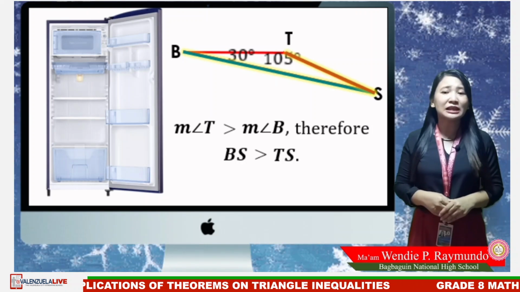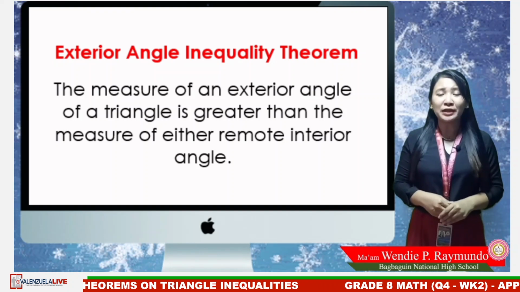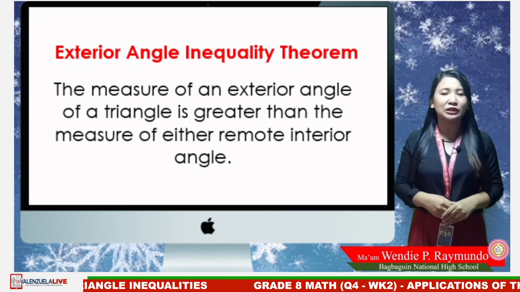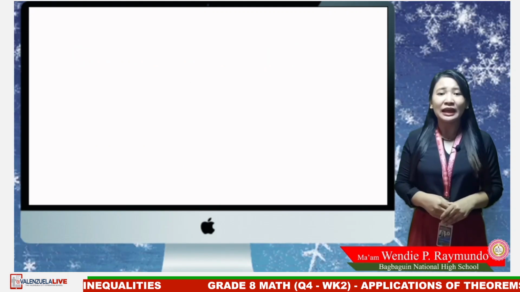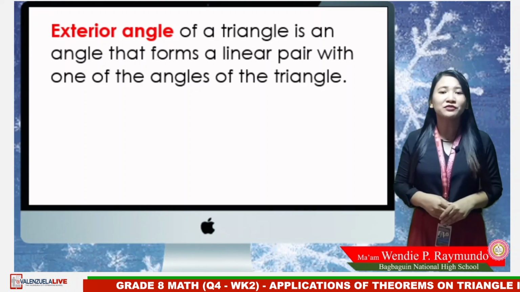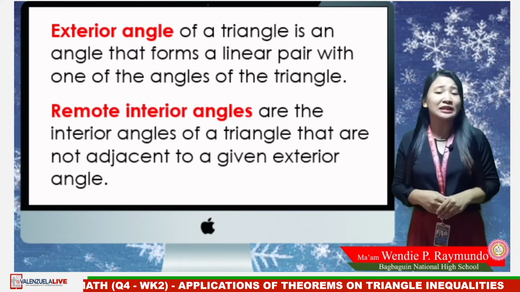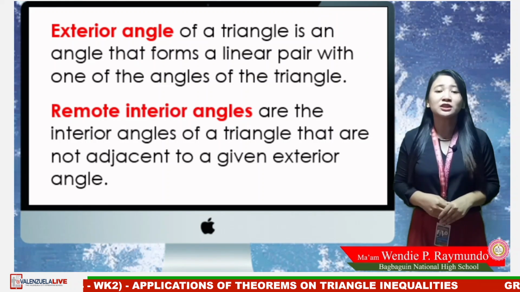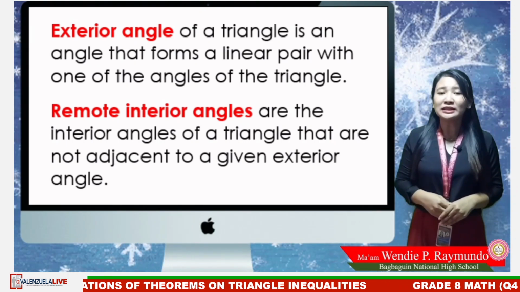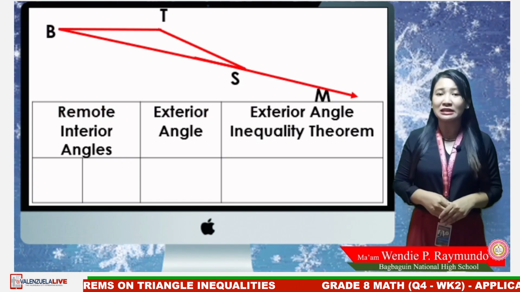This time, let us recall the exterior angle inequality theorem. The measure of an exterior angle of a triangle is greater than the measure of either remote interior angle. An exterior angle of a triangle is an angle that forms a linear pair with one of the angles of the triangle, while the remote interior angles are the interior angles of a triangle that are not adjacent to a given exterior angle. Using the same triangle, let us identify the remote interior angles and the exterior angle.